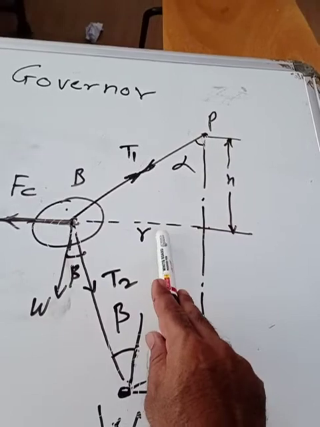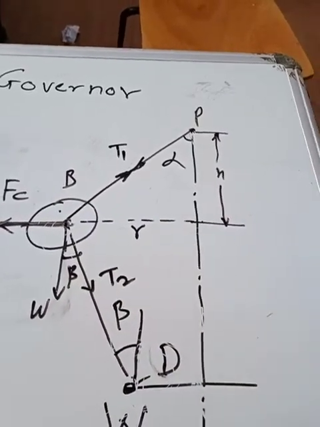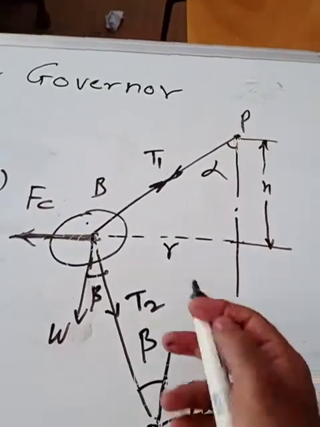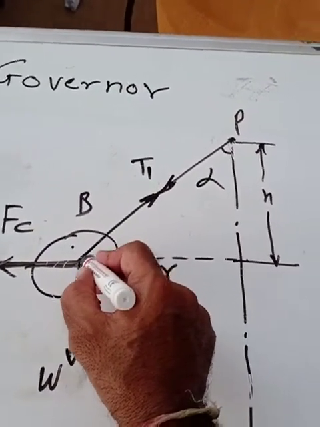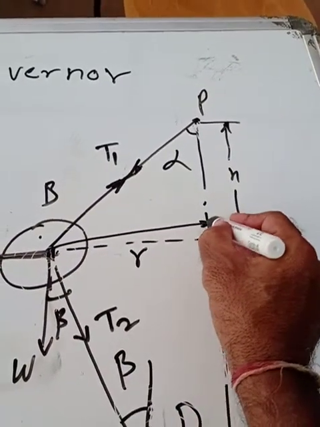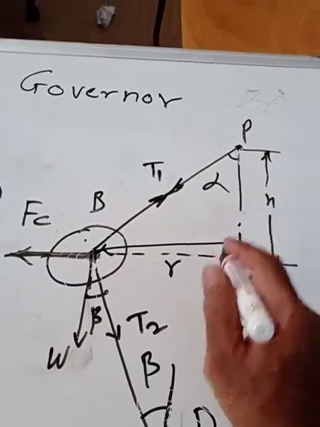One more term I forgot, that is R, the radius of rotation of this fly ball. This radius of rotation is measured from the center point of this fly ball to the center of the spindle. This is considered as R.